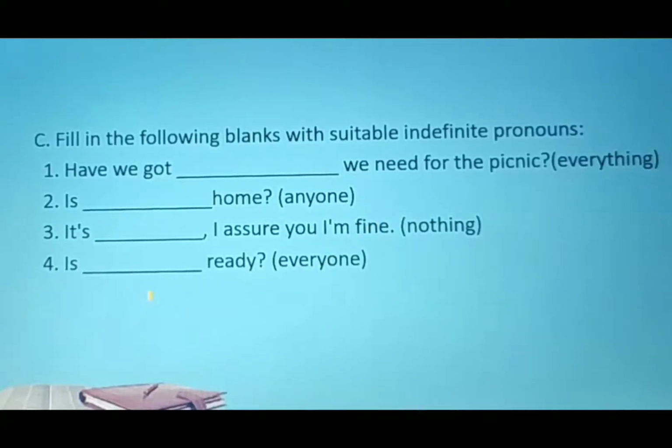Is dash ready? Is everyone ready? If you're going to a party, you would come and ask, right? Is everyone ready? So this everyone can include anybody, right? It is not definite. It is not clear who all are included in this everyone, right?